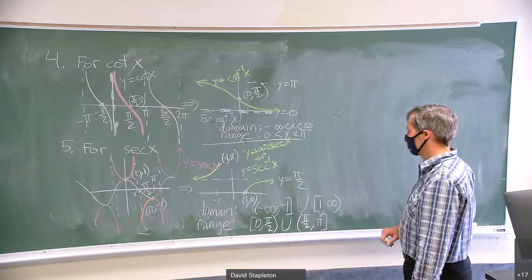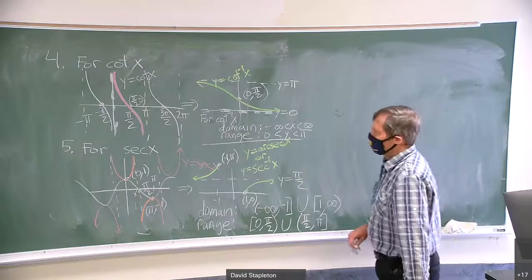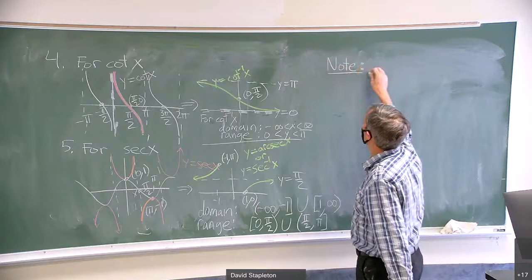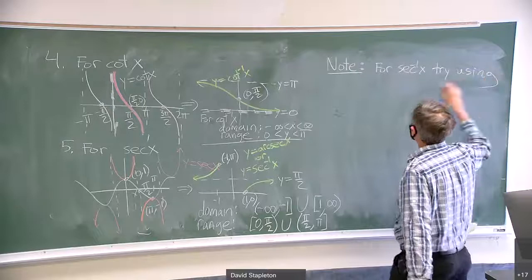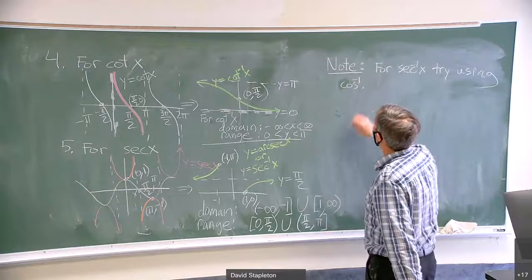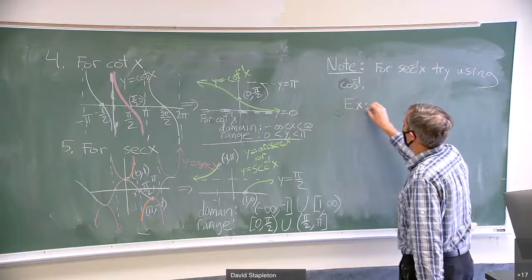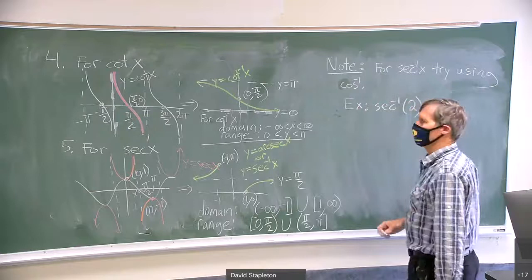If you need the arc secant of a number, it's often easier to do arc cosine. As follows, let's look at an example. Suppose I want to find the inverse secant of 2. I wonder what that is. Why don't I need this inverse secant function?